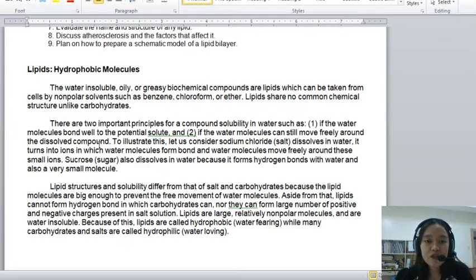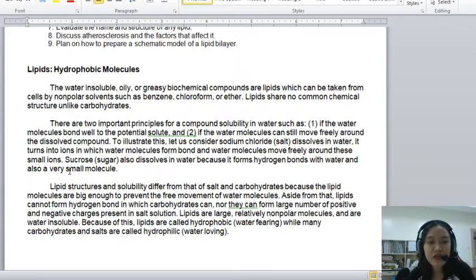Okay? So to illustrate this, let us consider sodium chloride. Sodium chloride is a salt dissolved in water. It turns into ions, in which water molecules form bonds and move freely around the small ions. So when you dissolve this salt, sodium chloride, in water, you will form positive and negative ions. Those ions are small enough that the water molecules can still move freely around them.